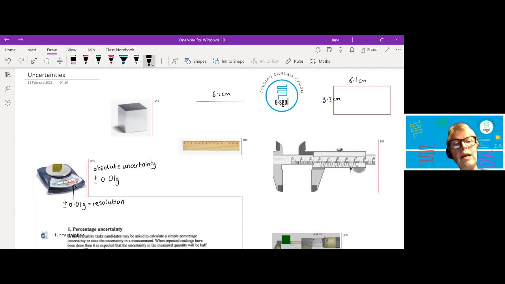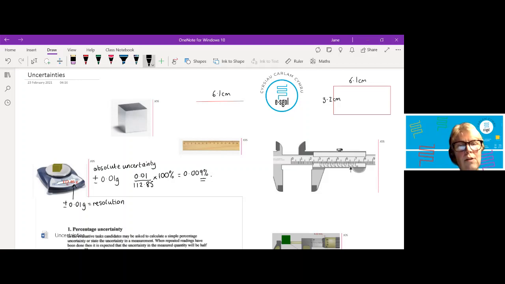So in order to work out what the percentage uncertainty is, we take 0.01 and divide it by the actual value, 112.85, and multiply it by 100%. If I put it into my calculator, it's very, very small, almost negligible, 0.009%. Now notice that I have quoted my uncertainty here to one significant figure.